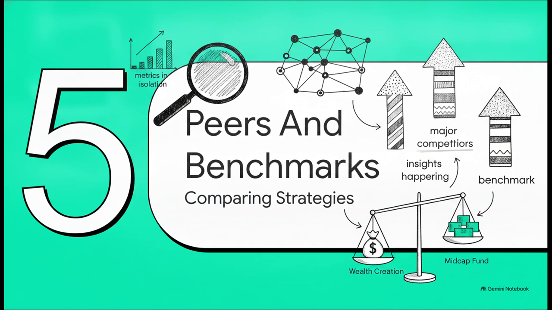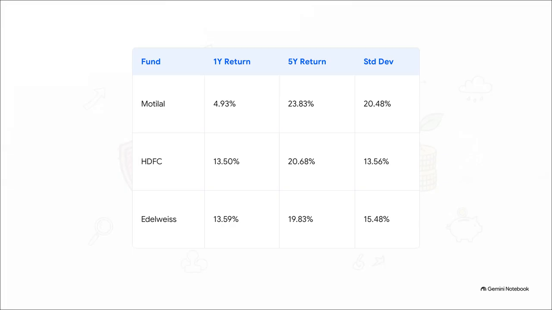Section 5. Comparing peers and benchmarks. Now, this is where things get really interesting, seeing how different strategies play out over different timeframes. Take a look at HDFC and Edelweiss. They have much lower volatility, meaning a lower standard deviation, and they rely on a wider, more diversified basket of stocks. Because of that, they offered much better 1-year returns during the recent market correction, both sitting right around 13.5%.